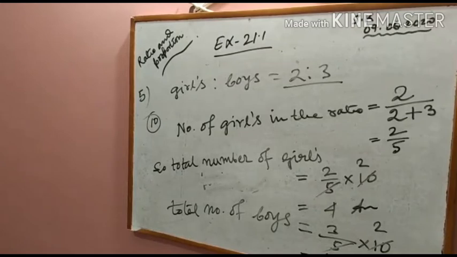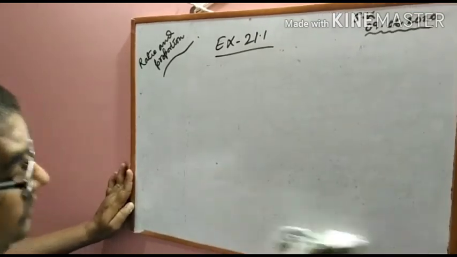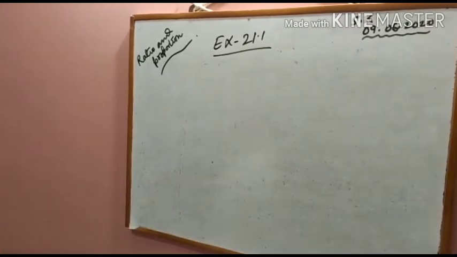Okay, now we are going to question number 6. The question is, father bought 4 pairs of bananas from the market. If brother and sister ate those bananas in the ratio of 1:3, find how many bananas each of them ate. Total number of bananas is 4 pairs.